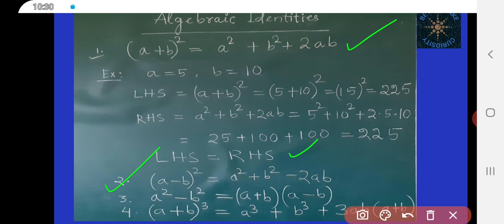Understood? Similarly, you can check that (a minus b) whole square is equal to a square plus b square minus 2ab. You know, a square minus b square is equal to (a plus b) into (a minus b). (a plus b) whole cube, you know the formula, and these are identities.